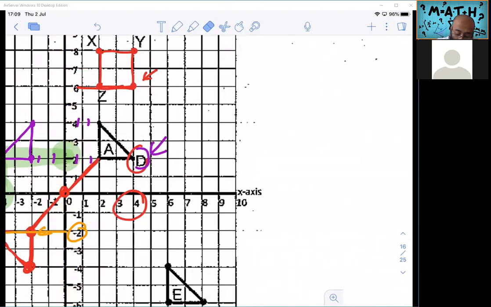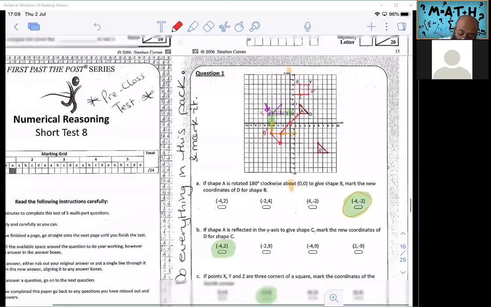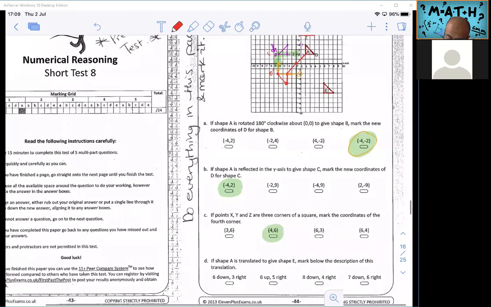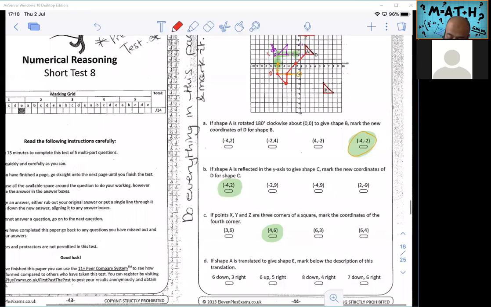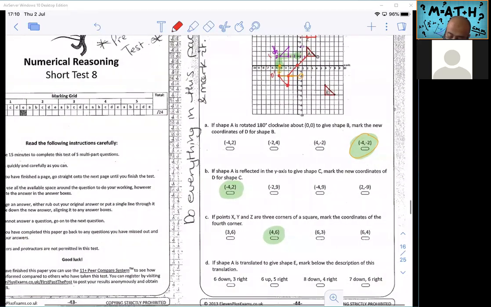Okay. Get rid of this and this now. So we're going to go from this shape here, the A shape, to the E shape. That's called a translation. So now, if you look at the answers there, they got here so many down and so many right. Normally we go across and then we go down. I don't know why they've written it back to front. Why are they doing it that way?